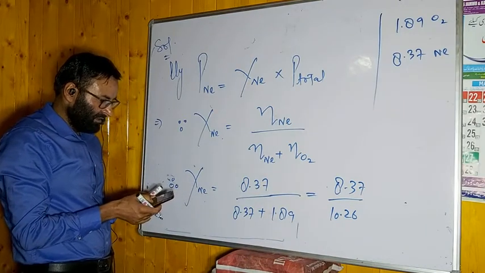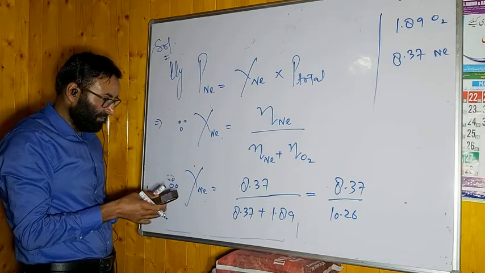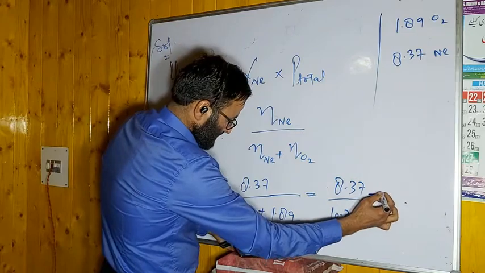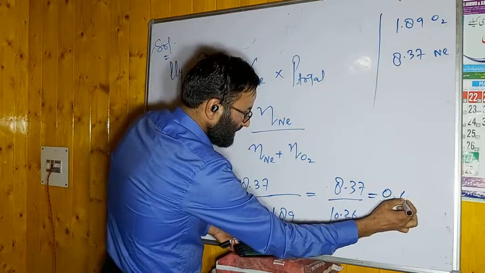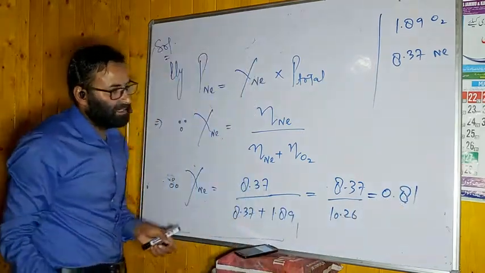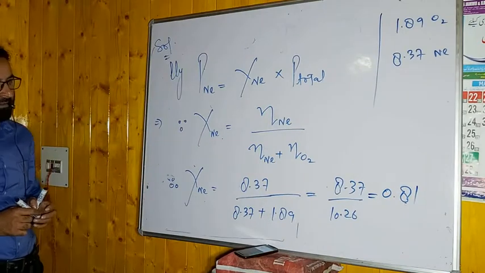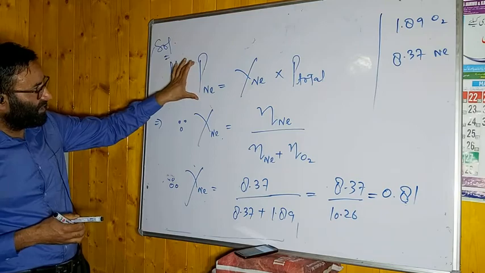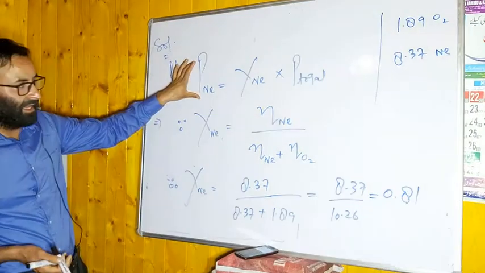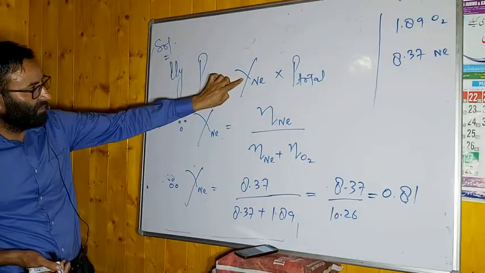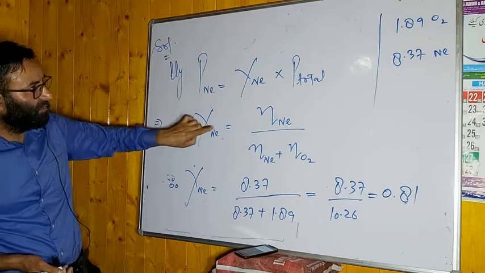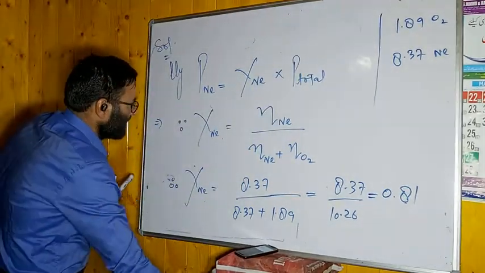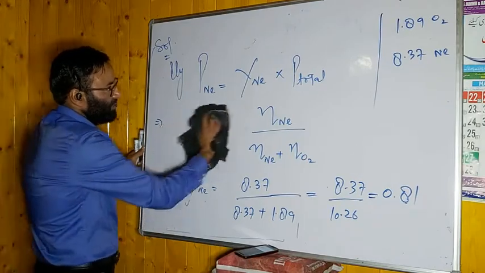8.37 divided by 10.26. You will have 0.81. It is the mole fraction of the neon. It means that to determine the vapor pressure, the partial pressure of a gas, you must first determine the mole fraction. To determine the mole fraction, you must first determine the number of moles. Now you can calculate it.